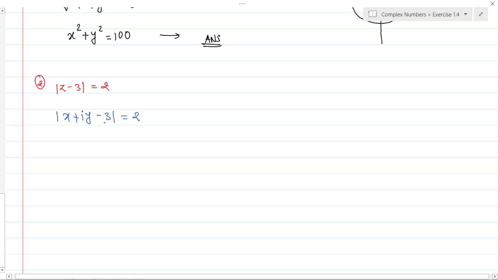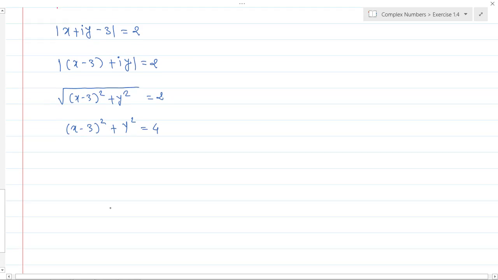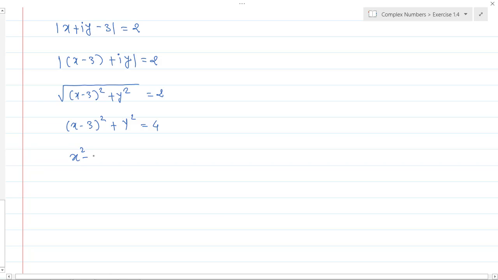What are the real parts here? So x minus 3 is real, plus iy, is equal to 2. Let's remove this mod. How do we remove the mod? You take the modulus value. So it is root of x minus 3 whole square plus y square, equal to 2. Take squares on both sides: x minus 3 whole square plus y square is equal to 4. Open the bracket: x square minus 6x plus 9 plus y square is equal to 4. If you rearrange this and write it in a standard way, we have x square.